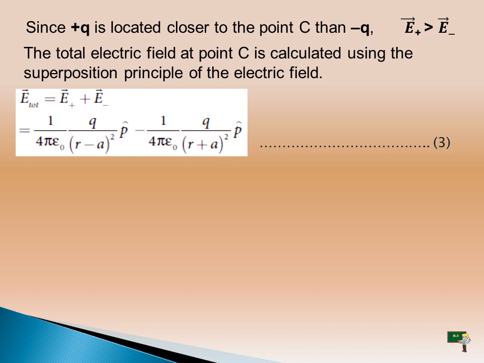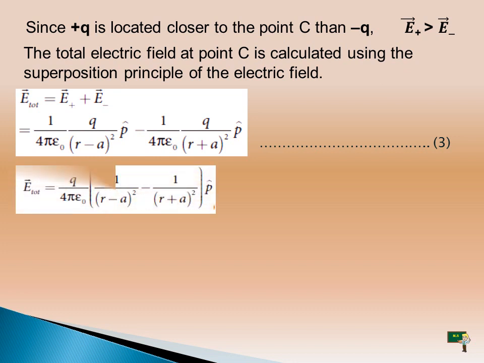But we know E minus vector is a negative value. So we put E plus vector minus E minus vector. That's why 1 by 4 pi epsilon 0 into Q by (R minus A) the whole square into P cap minus 1 by 4 pi epsilon 0 Q by (R plus A) the whole square. This is the third equation. Now, taking Q by 4 pi epsilon 0 as common, we have 1 by (R minus A) the whole square minus 1 by (R plus A) the whole square.